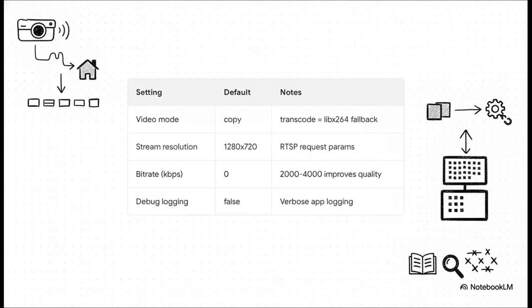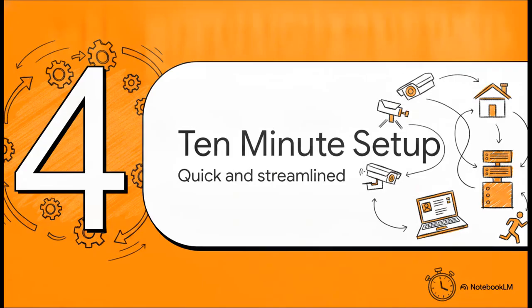For all the IT pros tuning into this explainer, here's a quick look at the core settings you can tweak right inside the CamScripter UI. You've got maximum flexibility here. You can toggle your video mode between copy and transcode, which is a super handy libx264 fallback if iOS decides to be fussy about a specific bitstream. You can also manually dial in your stream resolutions, bump up bit rates between, say, 2,000 and 4,000 kilobits per second for that optimal quality, and easily flip on debug logging if you need to do some deep dive troubleshooting. All right, on to part four, the 10-minute setup process.